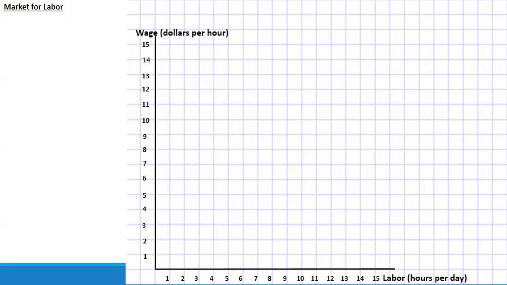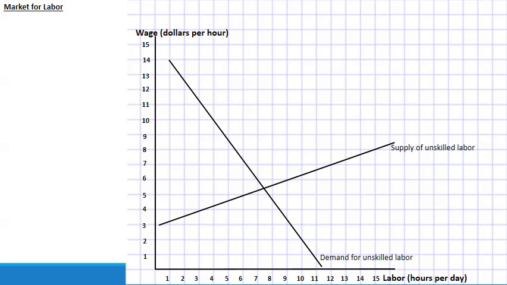So on this slide, we'll put them together and look at the market for labor. Here we have our demand for unskilled labor. Here we have the supply of unskilled labor. So here's our equilibrium. With this, we're looking at about a 7.5 hour workday with about $5.50 an hour. We see that.